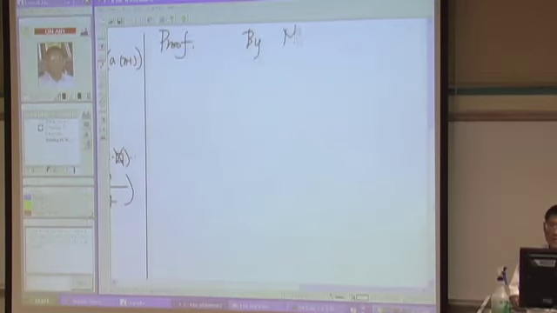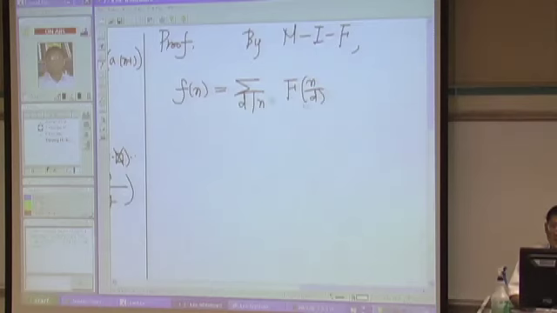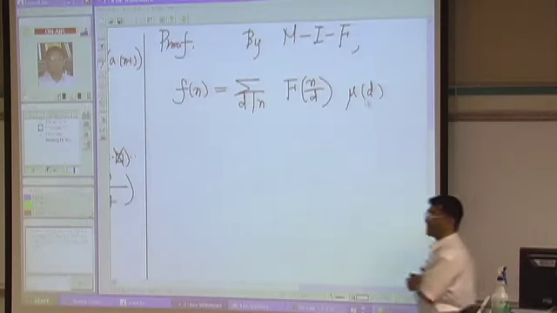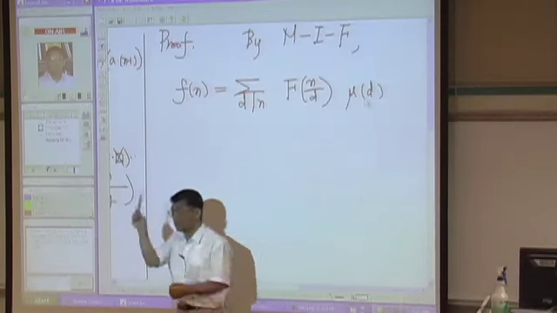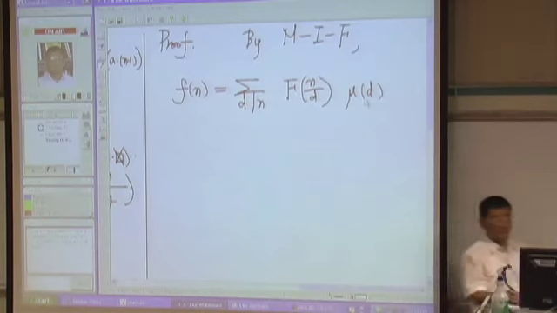By the Möbius inversion formula, f of n is equal to the sum over d dividing n of F of n over d times the Möbius function mu of d. Do you see it? This is the Möbius inversion formula that you can find in the section covering Möbius inversion.